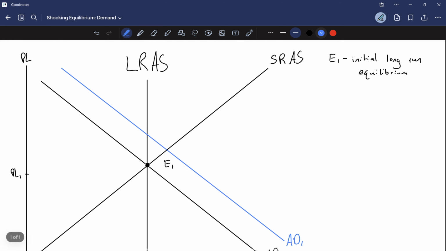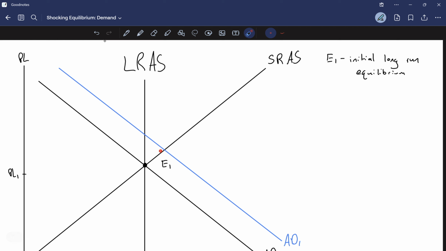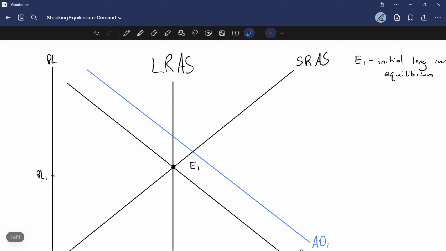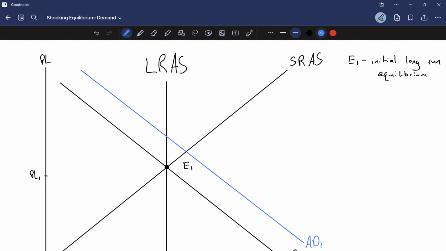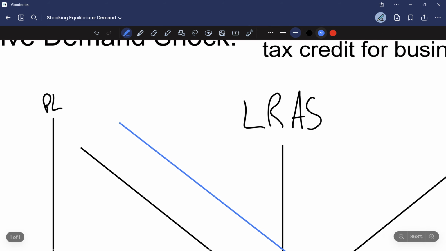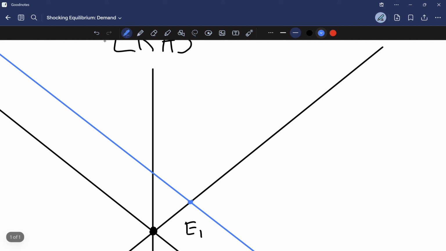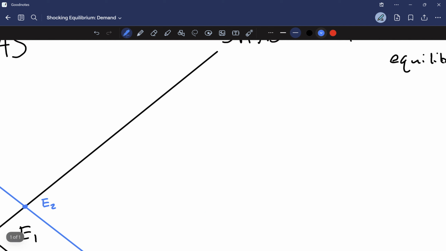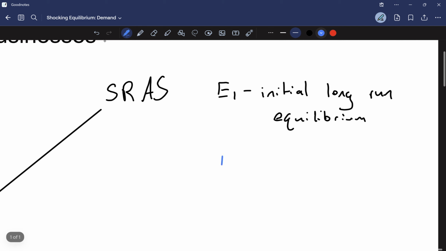Now we see where AD1 and our short run aggregate supply meet. That will be our new equilibrium. We'll call it E2. This is our new short run equilibrium.